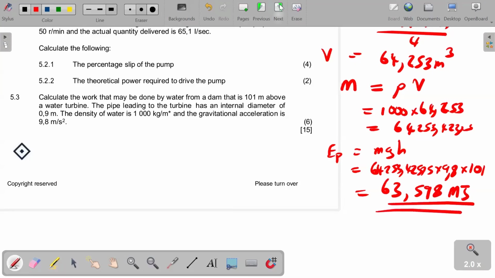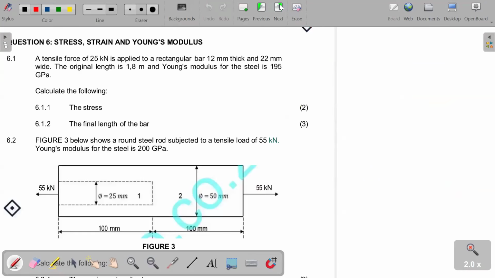That is now taking us to question number 6. Right, a tensile force of 25 kilonewtons is applied to a rectangular bar 12 millimeters thick and 22 millimeters wide. The original length is 1.8 and Young's modulus for the steel is 195 gigapascals. Calculate the stress, 6.1. First things first, we want the area, 12 millimeters multiplied by 22 millimeters. That gives us 264 square millimeters, right?